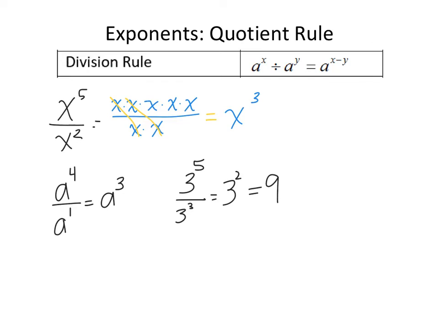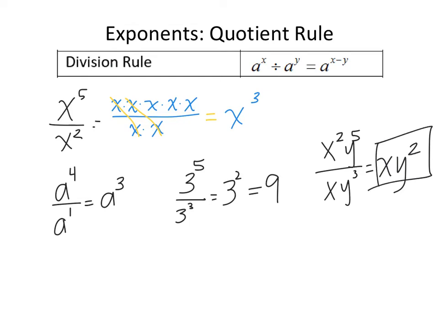Lastly, it works again for expressions. X squared y raised to 5 over x y cubed. I just subtract my exponents there. X raised to 2 minus 1, which is 1. Y raised to 5 minus 3, which is 2. If you want to put the 1 there, you can.